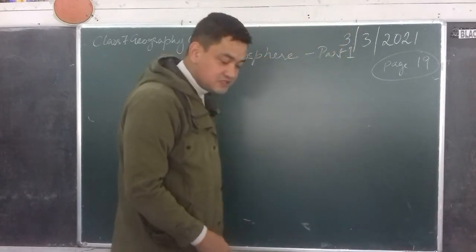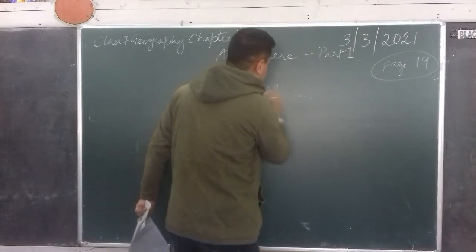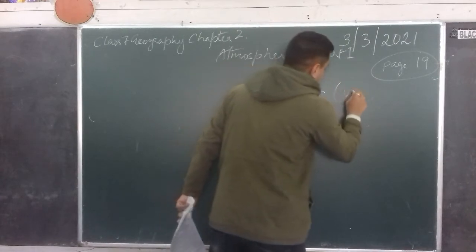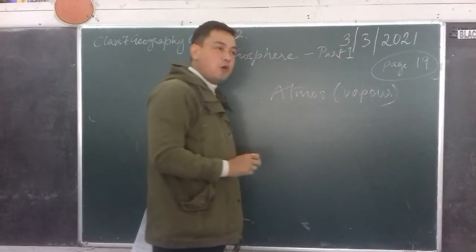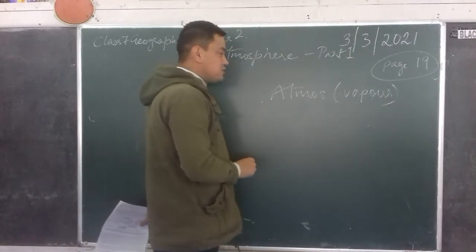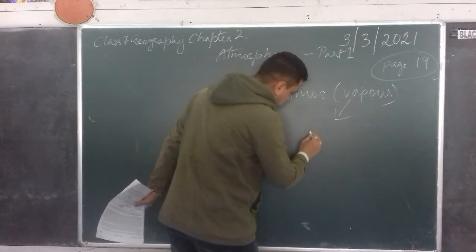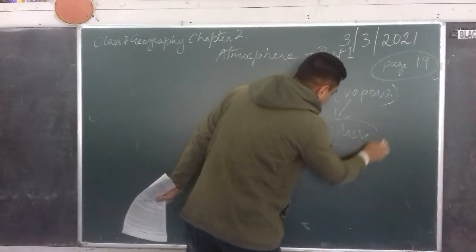So atmos, A-T-M-O-S, means vapor. Vapor means gases which basically surround our Earth. So the gases which surround our Earth are called what? Sphere. Sphere means surround.